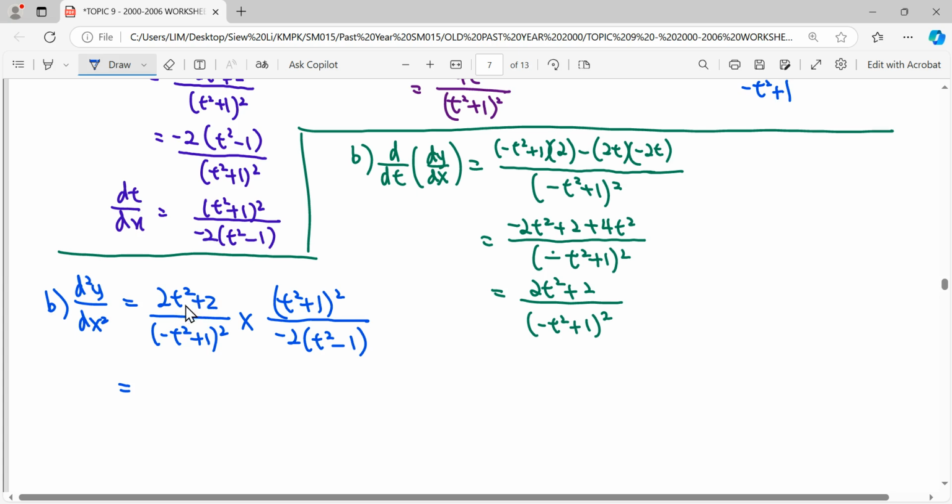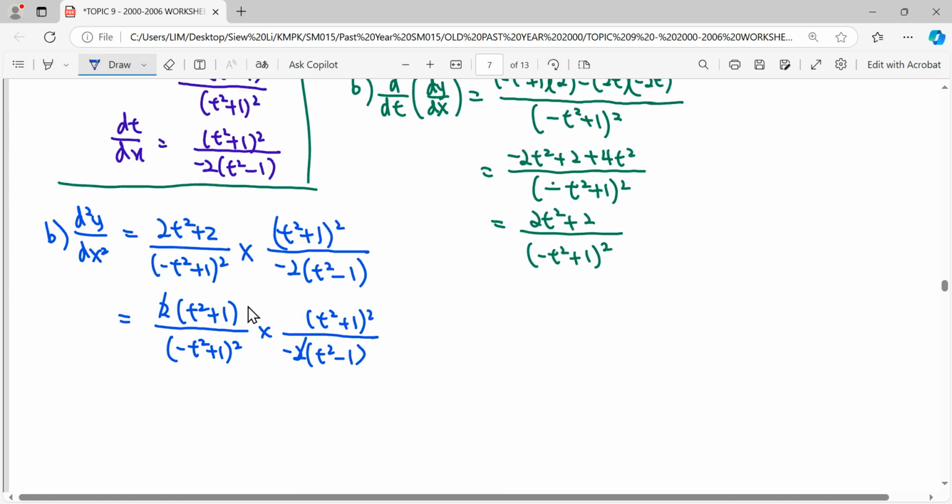From here we can see we take out the 2, you have t squared plus 1. At the denominator it is negative t squared plus 1 squared times negative 2 t squared minus 1. This is t squared plus 1 squared. 2 can be simplified and we multiply it together. You can see this is t squared plus 1, multiplied becomes power 3.